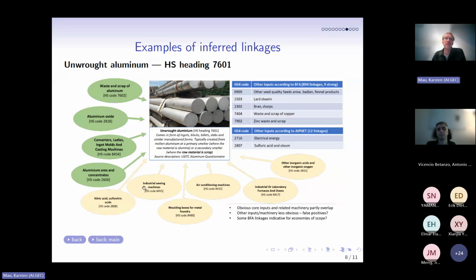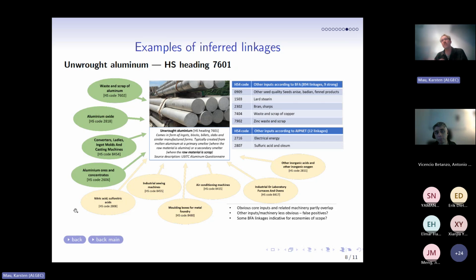So we see also industrial sewing machines, air conditioning machines, or other mainly equipment, it seems. This is stuff that we don't find to be strong linkages in our data. They do have a positive score, but they don't seem to appear systematically in our data. However, we find some others that they don't find. So you can see that there is an overlap, but it's not complete. And I think neither of the two is getting to perfection.